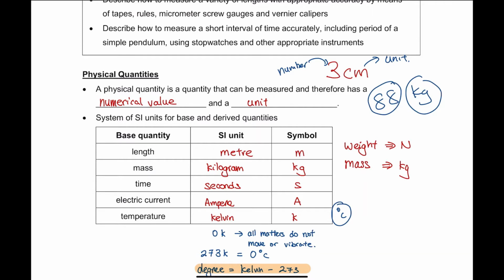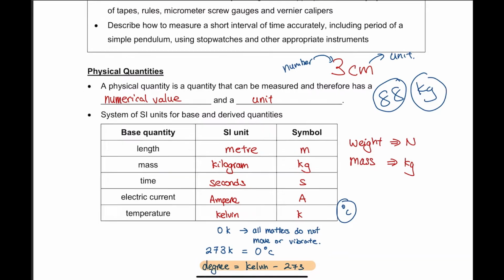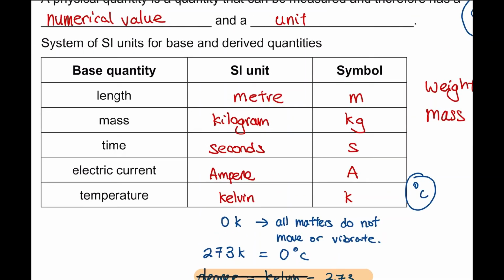Length. Let's say my height is 1.8 meter. 1.8 is the numerical value. The unit is meter. There are different kinds of quantities that we measure in physics. First of all, length, very standard: meter. Do not write cm, millimeter or kilometer, that kind of stuff.